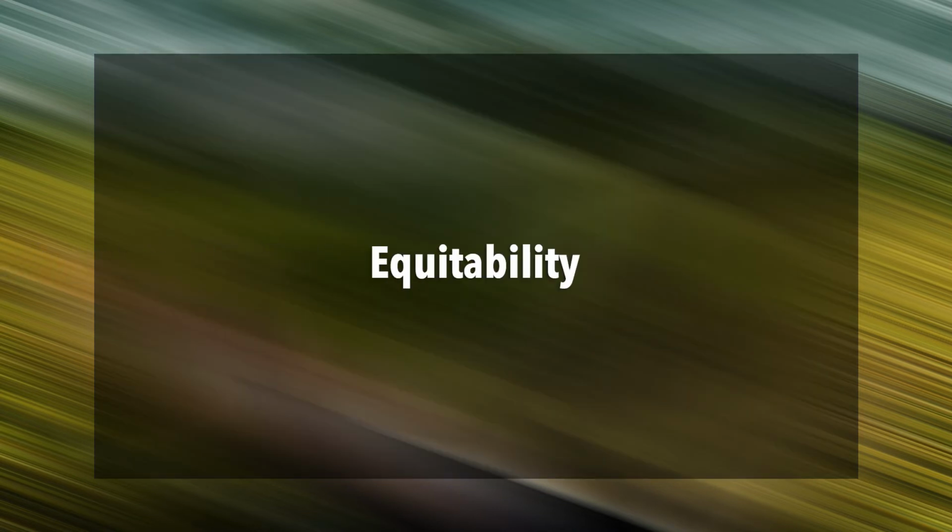And number 4, equitability. It is a measure of how evenly the produce of an agroecosystem is distributed among its human beneficiaries. The more equitable the system, the more evenly are the products shared among the population of the farm, village, region or nation.